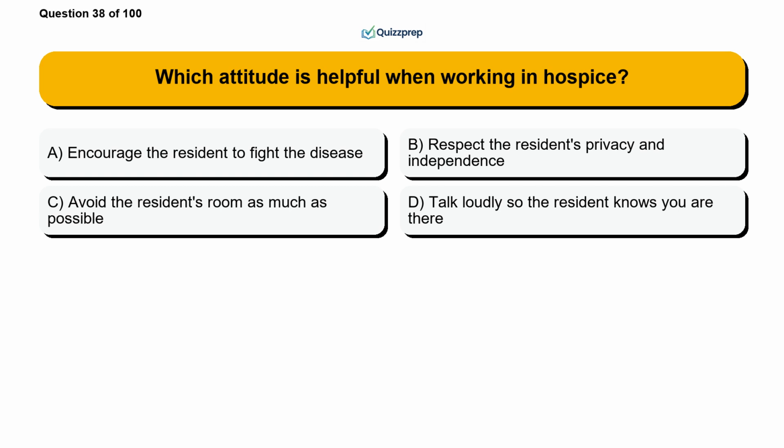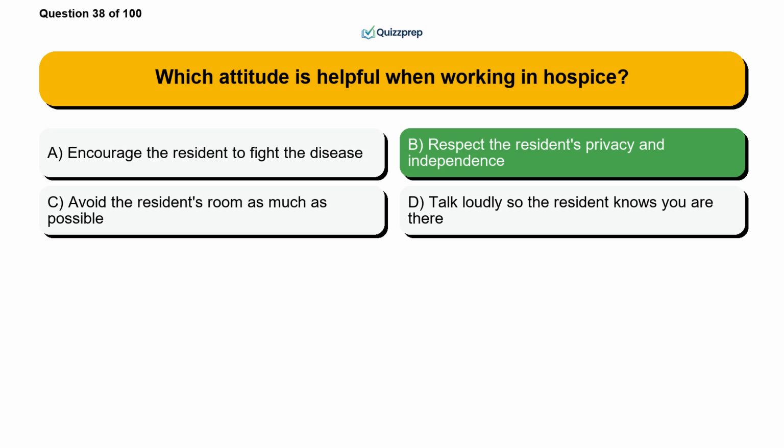Question 38. Which attitude is helpful when working in hospice? Option A, encourage the resident to fight the disease. Option B, respect the resident's privacy and independence. Option C, avoid the resident's room as much as possible. Option D, talk loudly so the resident knows you are there. The correct answer is option B, respect the resident's privacy and independence.